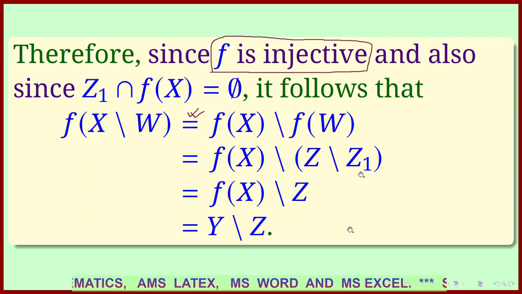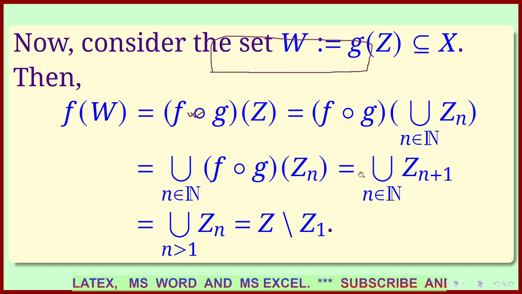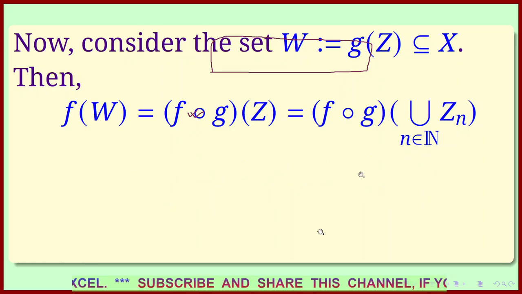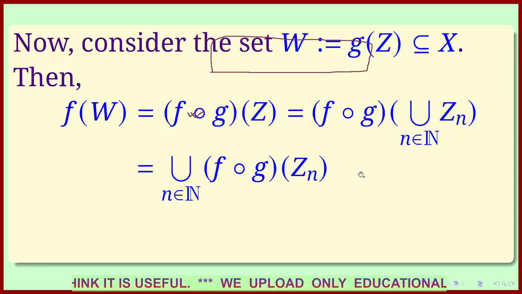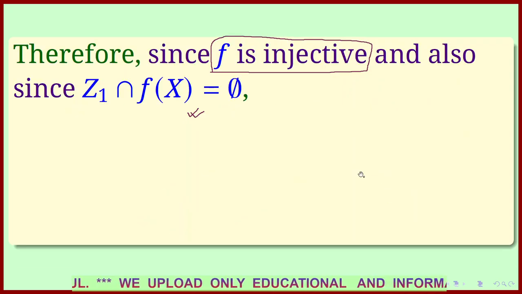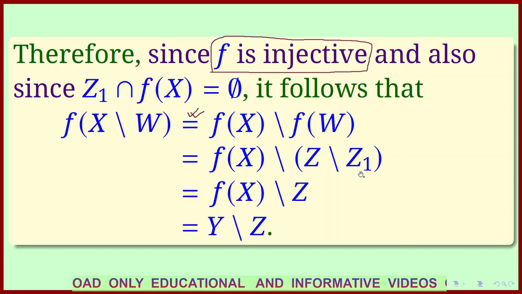If you want to see it again, let's go back a little bit. This is f of w equal to z1, we have used this one, and then we have used this one: y minus z is equal to f(x) minus z. So this we have used, then this we have used, and then we have used this one. All right.